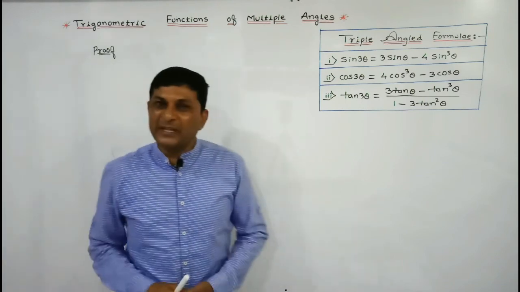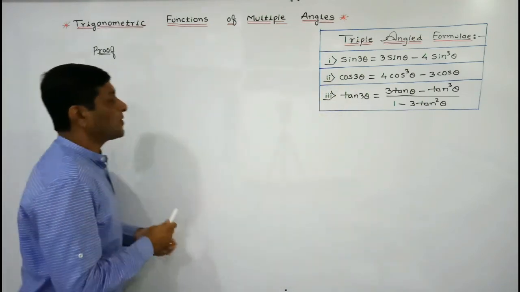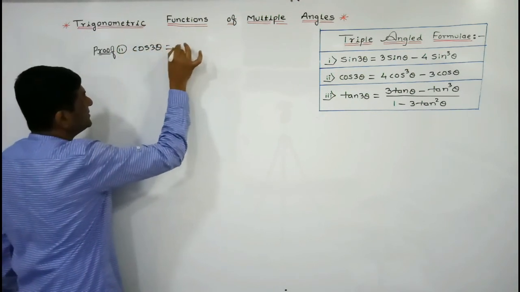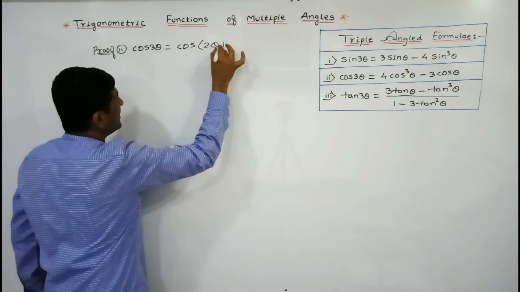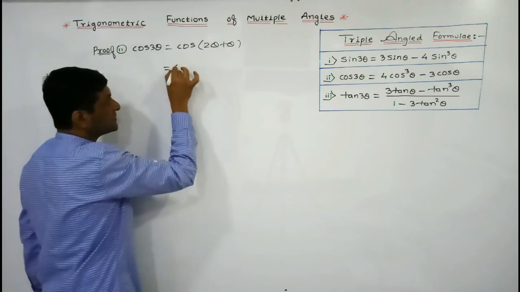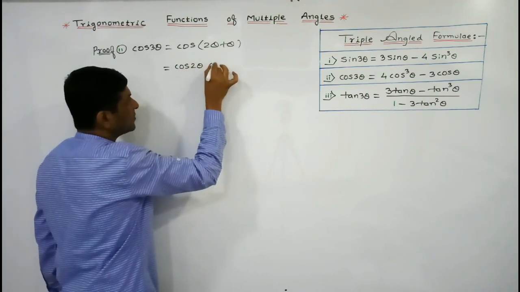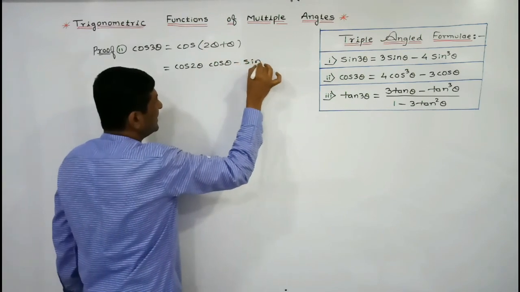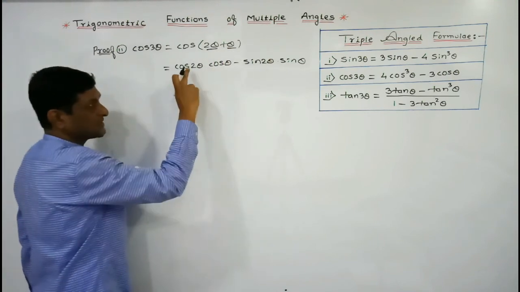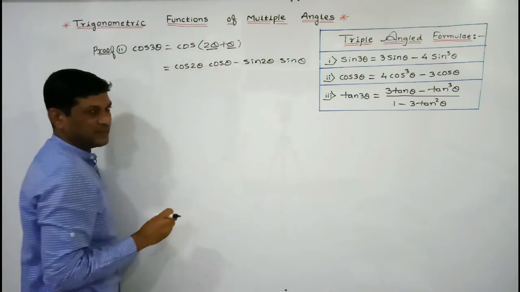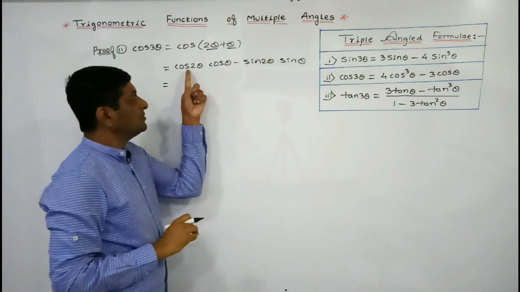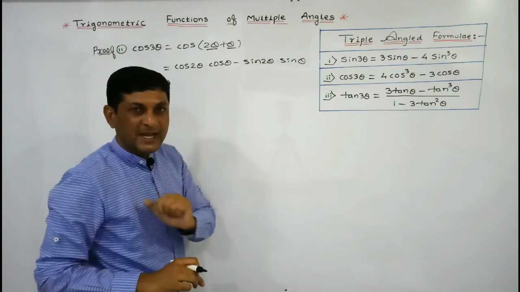Now exactly the same method we are applying to prove the formula of what? Cos 3 theta. So consider the left hand side cos 3 theta. Here also this 3 theta can be split up as 2 theta plus theta. Means now the terms are in the form of cos A plus B. So what is the formula of cos A plus B? Cos A into cos B minus sin A into sin B. Here we can observe that A means 2 theta and B means theta. Just now we have applied which formula? Compound angle formula. Now to eliminate this 2 theta, we have to use the double angle formulas.